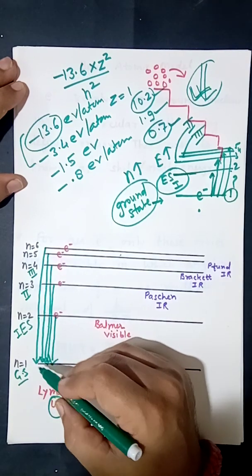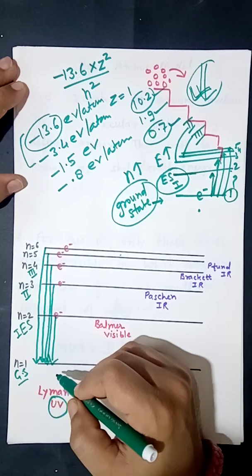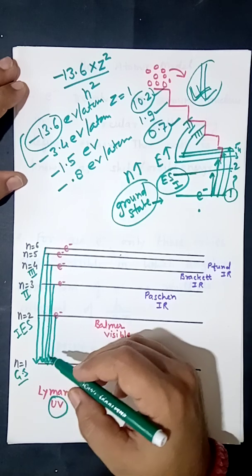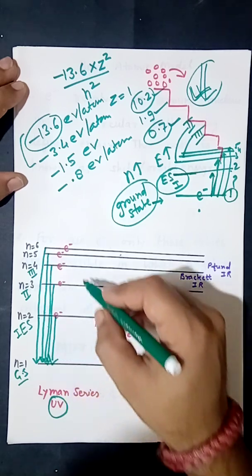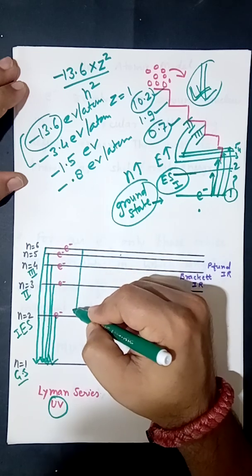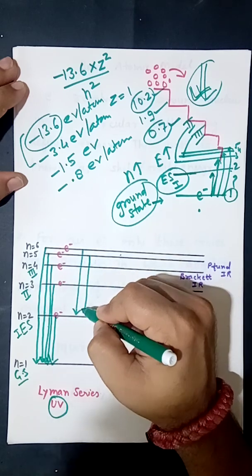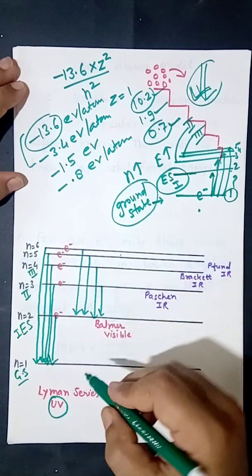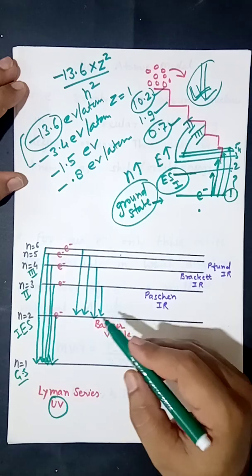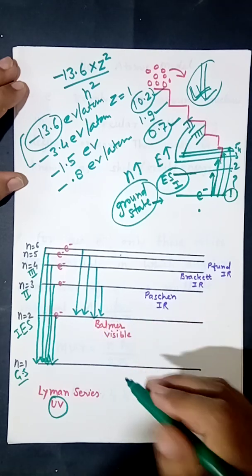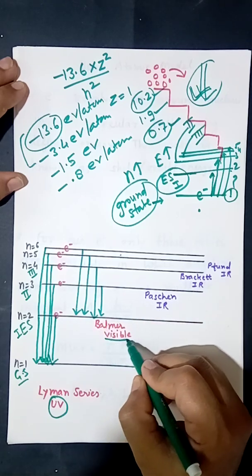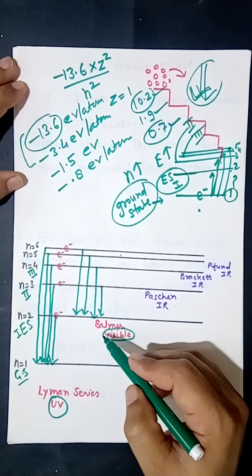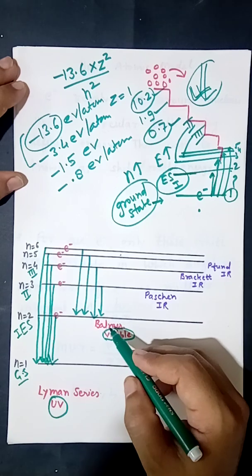Now the second possibility: suppose the electron returns to the second shell instead of the first shell. You can see here from 6 to 2, 5 to 2, 4 to 2, or 3 to 2. So the electron now returns to the second shell. This time the energy of the radiation will be a little bit lower, and therefore these radiations belong to the visible region, studied by the scientist Balmer, and that's why they are known as the Balmer series.